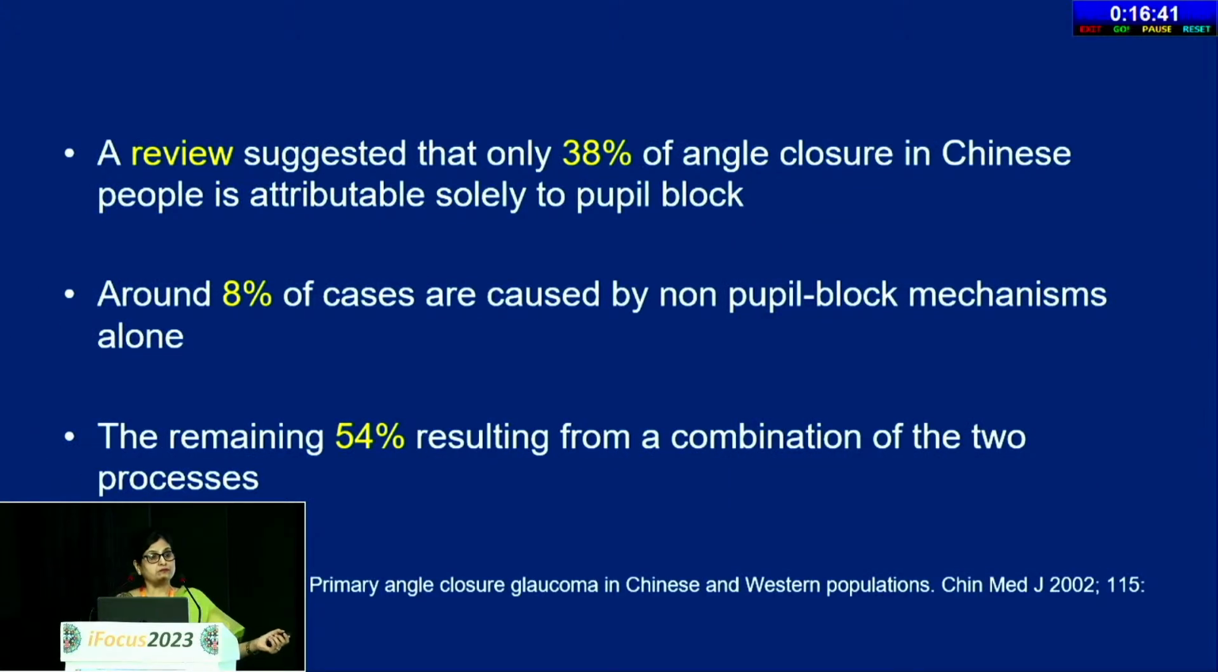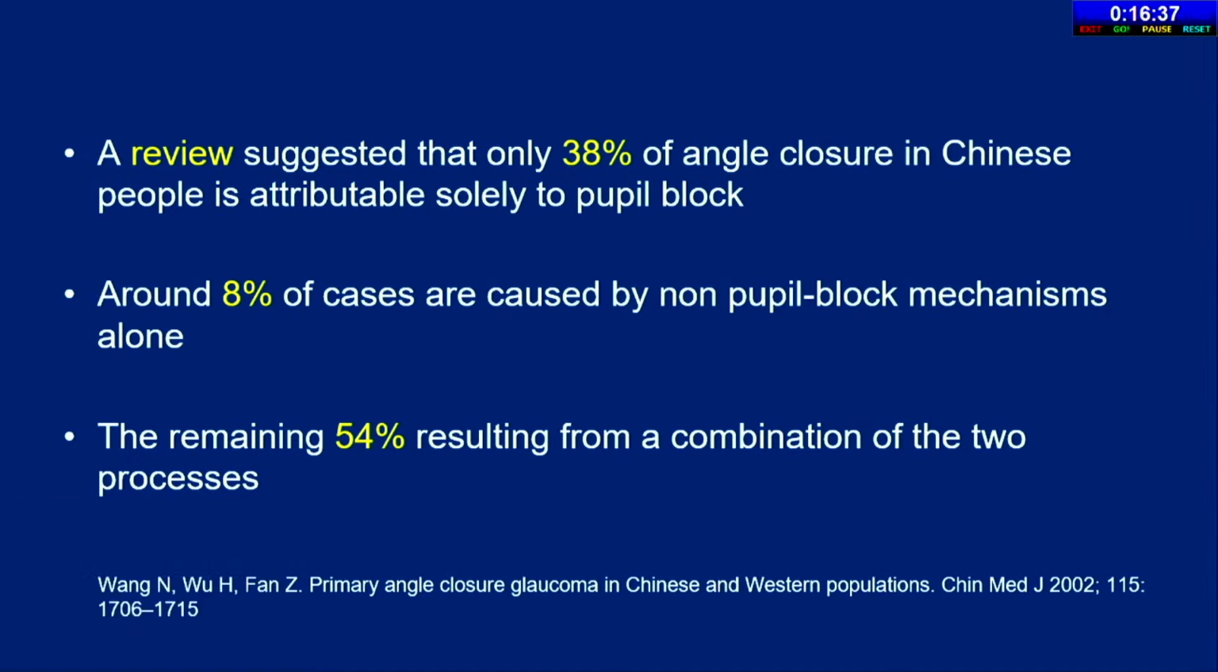So whether most of the glaucomas are because of pupillary block, it is not so true. Some of the angle closure glaucomas could be because of the non-pupillary block mechanism, which we are going to discuss. And there can be a combination of pupillary as well as non-pupillary block.